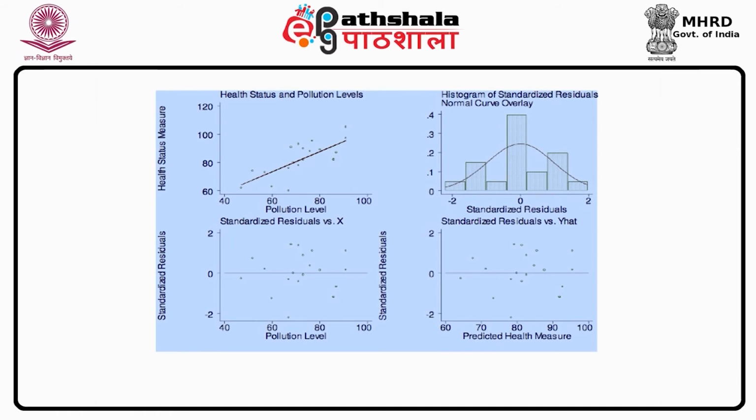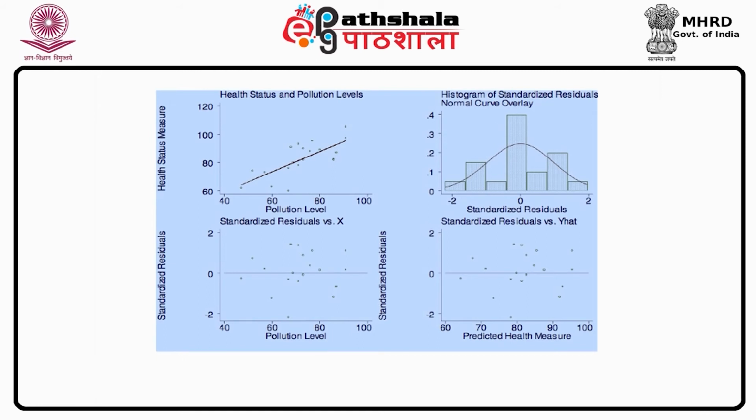So residuals plotted against the pollution level, we can see that there is a random scatter, as we expect if the assumption of normality of errors is satisfied. And the same is seen in the fourth plot, which is the plot of standardized residuals against the predicted health measure or the fitted values.